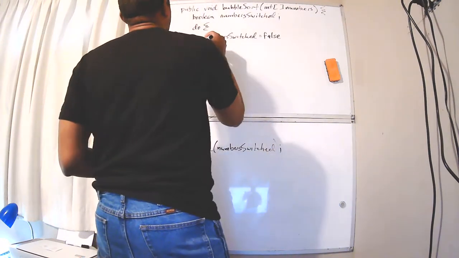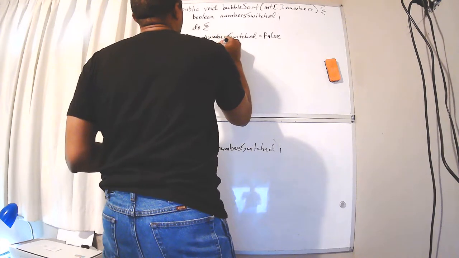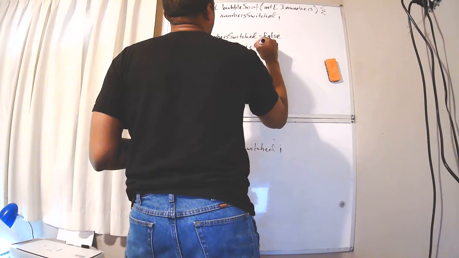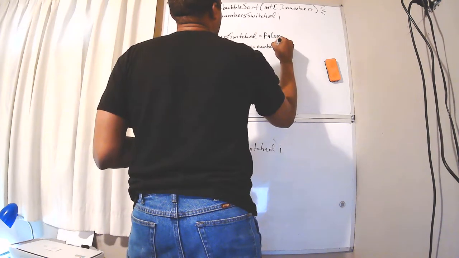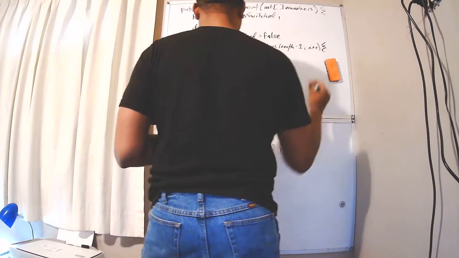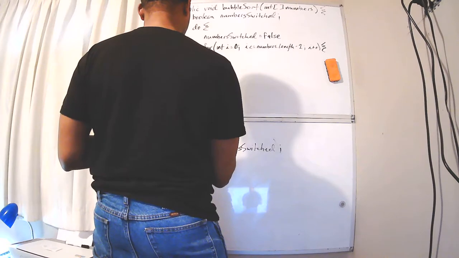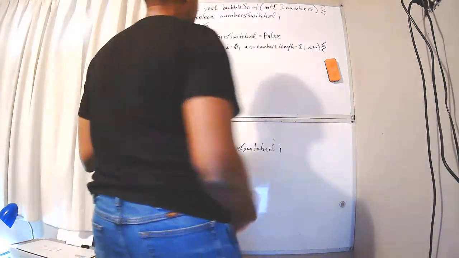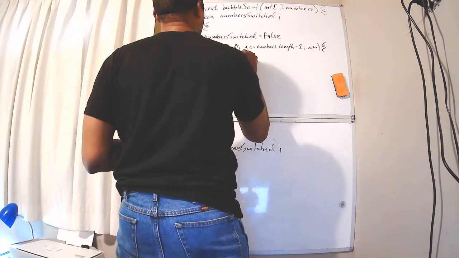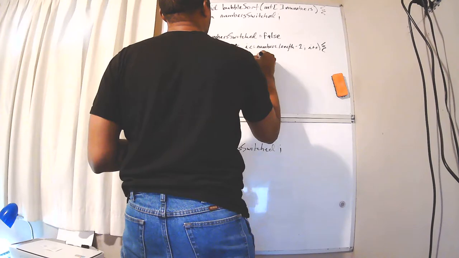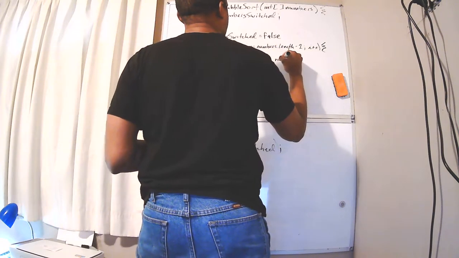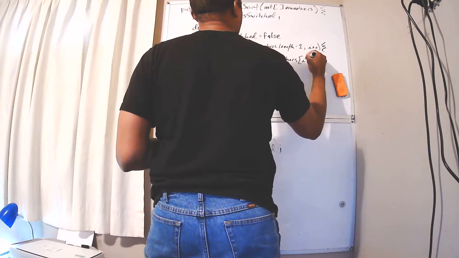Right. Well, first, there's a for. For int i = 0, i is less than or equal to numbers.length minus 1, incrementing here. So I'm going to have another one, an if statement. If the number on the right is less than the number on the left.